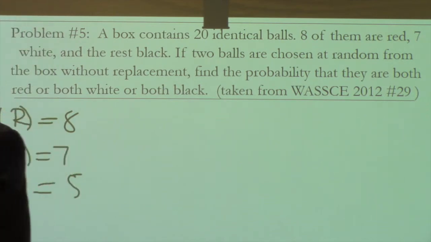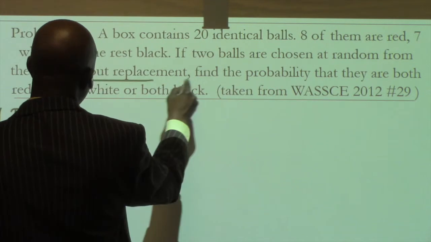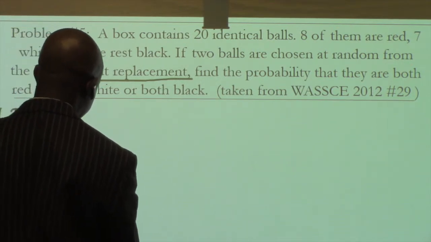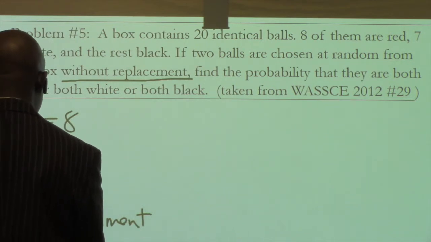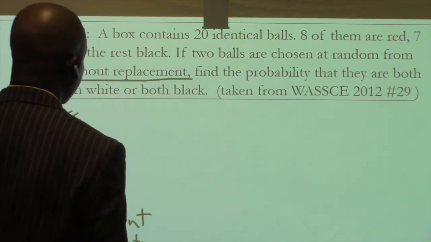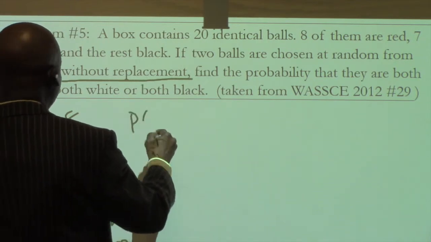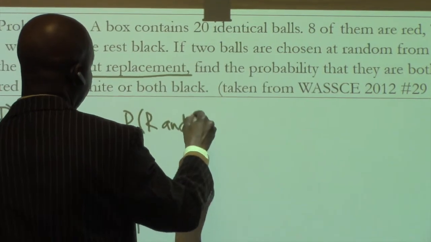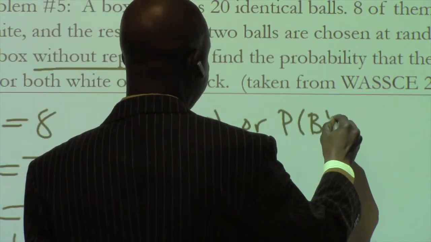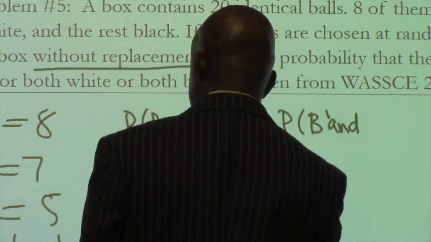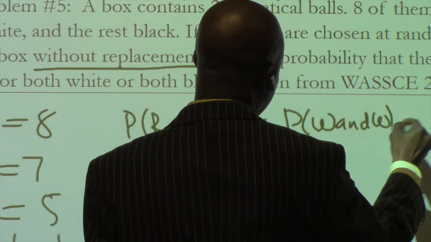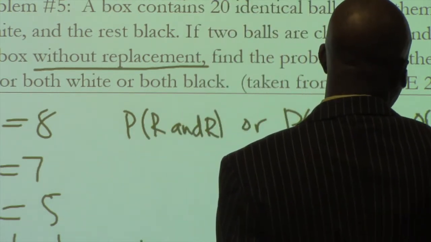So what they want us to do here is, without replacement. So this thing has been done without replacement. So the events here are dependent. Because we are dealing with events without replacement, what do they want us to find? They want the probability that when you pick 2 balls, both will be what? Red and red, or white and white, or the probability of black and black.